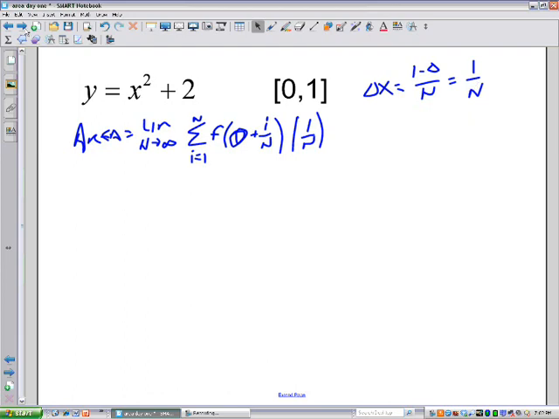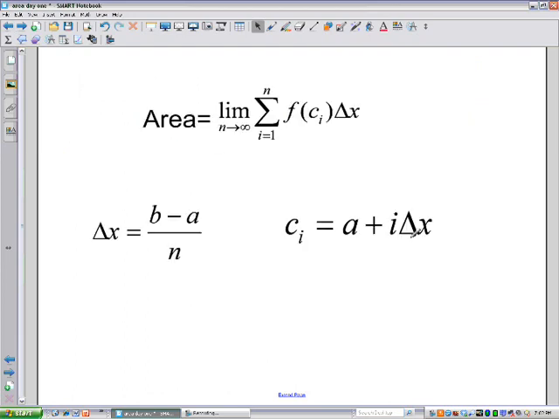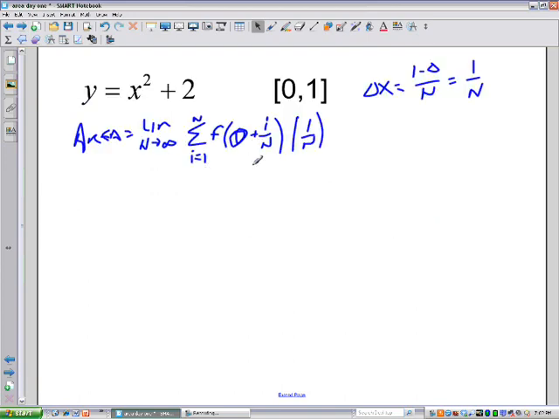Let me just go back and show you where that is. It's i times delta x. Delta x is 1 over n, so i is just the piece there. And the 0 is just the 0. We're going to ignore the 0 in just a few seconds as we work through. So now we have to figure out what's f of i over n.